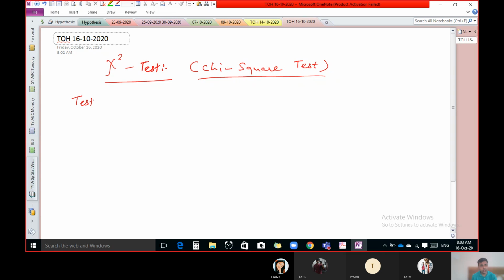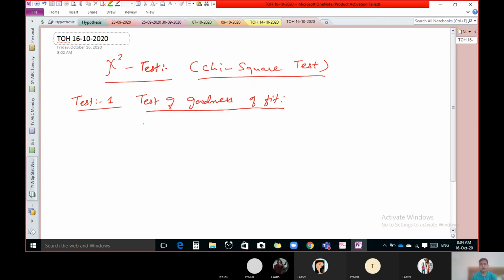First one is test 1. It is the test of significance of goodness of fit. That is test 1. What is this? Here we have to check, is there any difference between observed data and expected data? That is what we want to check.